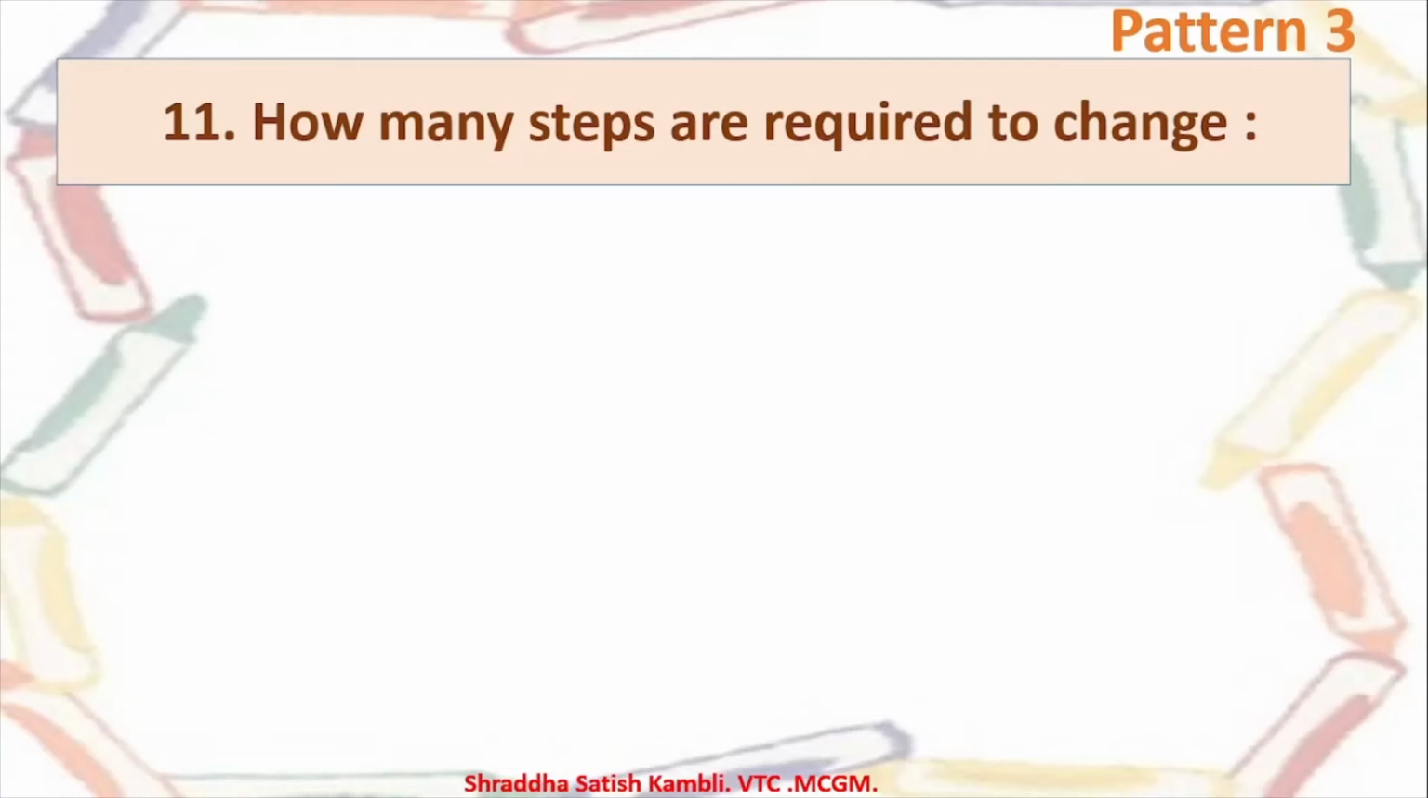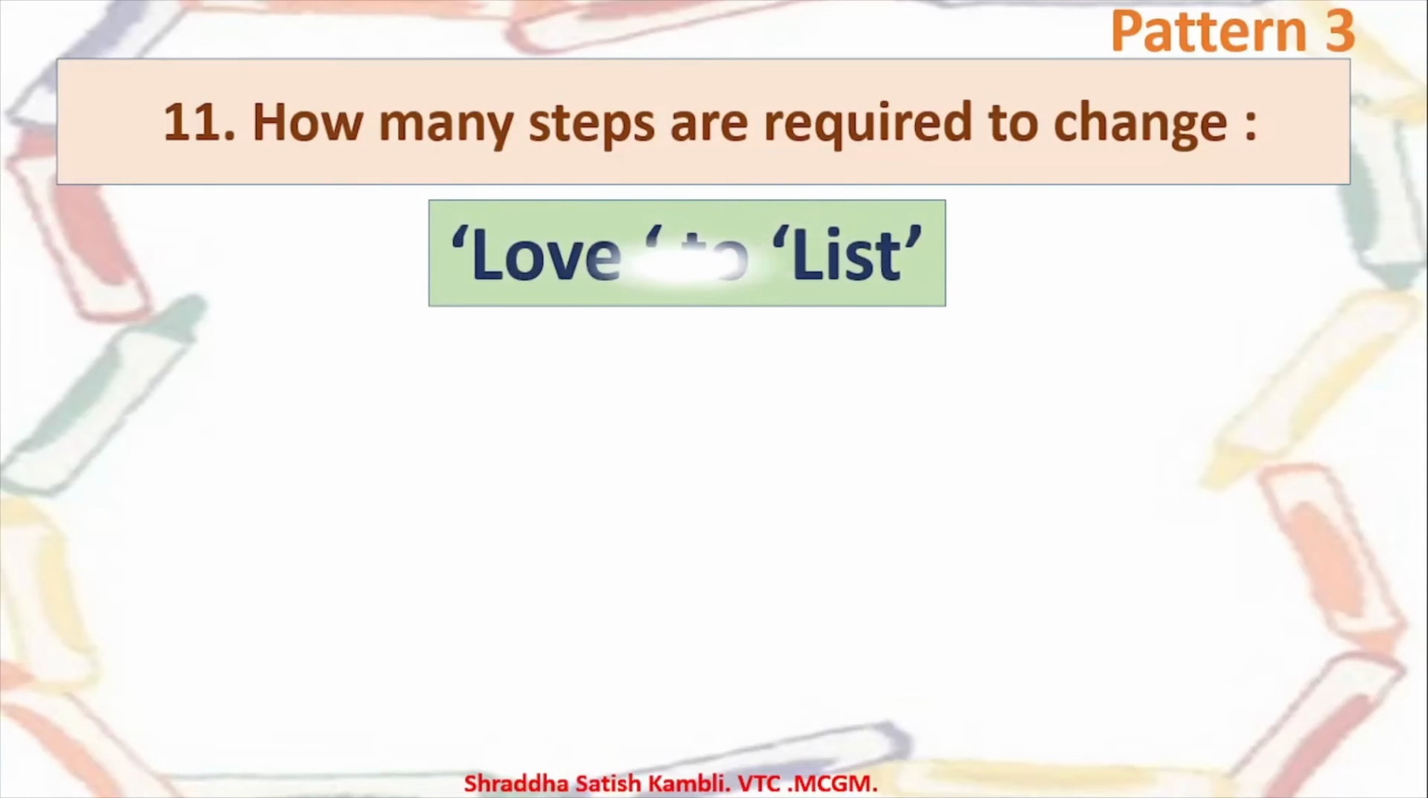Now we come to the third pattern, or question number 11, the first question in pattern 3. How many steps are required to change? So now you will have to count the number of steps which are required to change one word to another. So which are the words? Here the words are love to list. So you have to change the word love and make it L-I-S-T, list, by changing one letter in each step. So how many steps will you take?